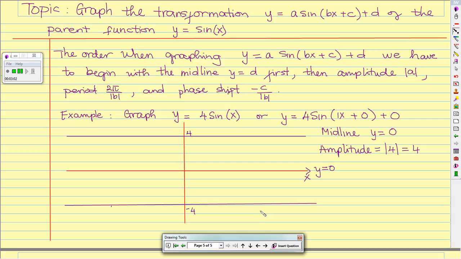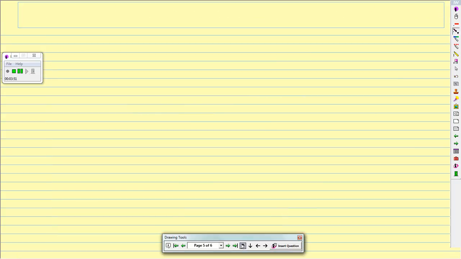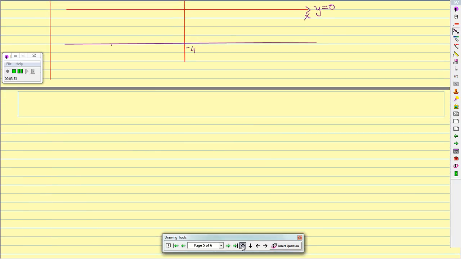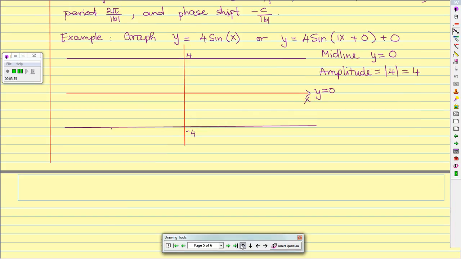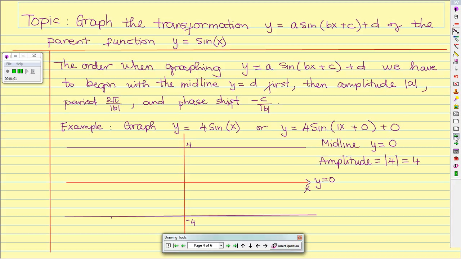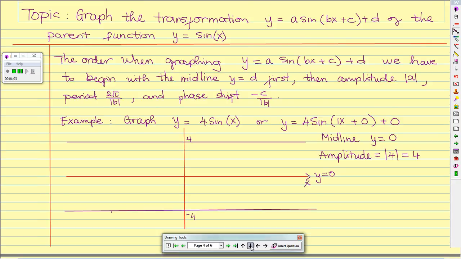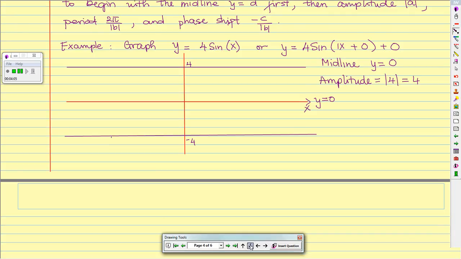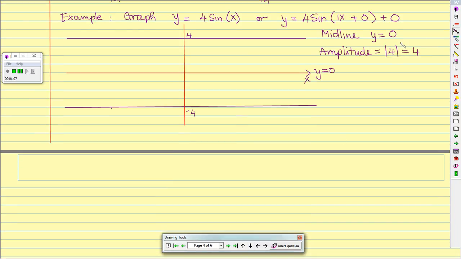Next step, we are going to find the period. May I move the paper up a little bit so that we can see? Oh, sorry. Okay.